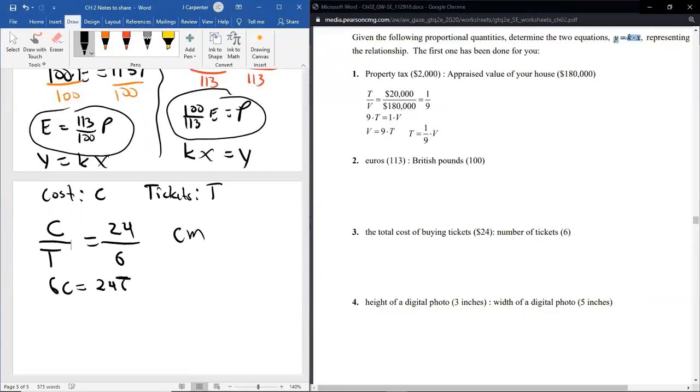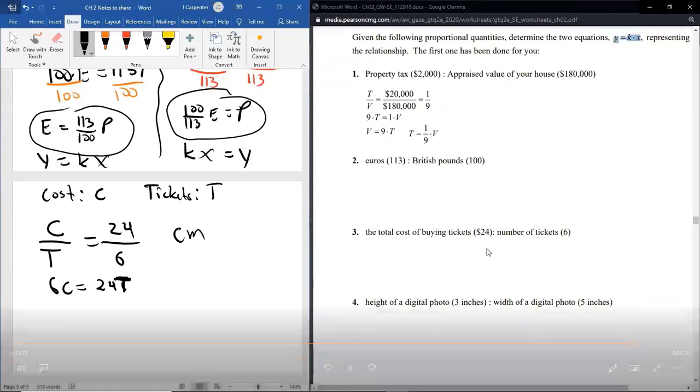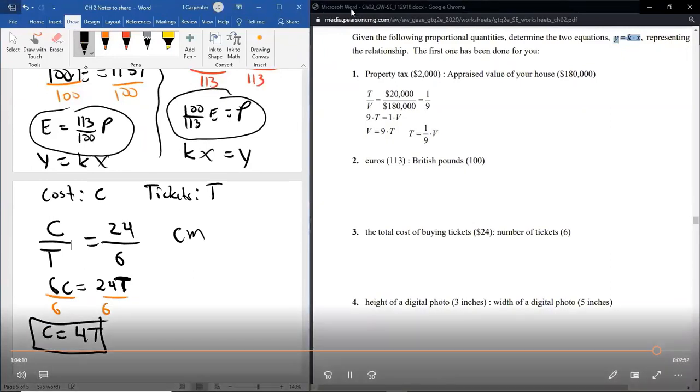You could have reduced that first. I honestly generally don't. There's nothing wrong with that. But this is just the way I do things. And then it's a matter of, well, if you want to solve for C, you divide both sides by 6, which would give us C is equal to, 6 goes into 24 4 times, so 4T. That would be one answer.